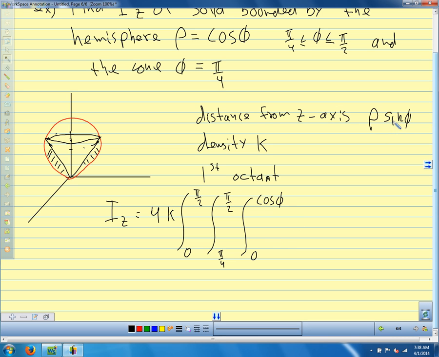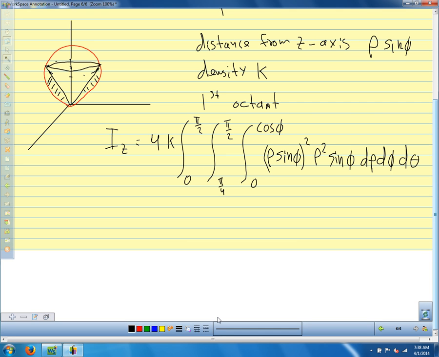And our distance from the z-axis squared for our second moment of inertia, we get rho sine phi squared. And I think I put my shading in the wrong place. We're looking for the moment of inertia of the solid that's inside the cone. If we go from pi over 4 to pi, no, that's right, pi over 4 to pi over 2, so we're going from here to here. That was right. Rho sine phi squared, and then our dV is rho squared sine phi d rho d phi d theta. So there's our integral.